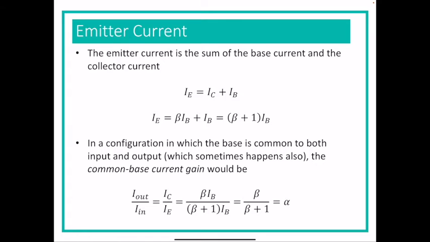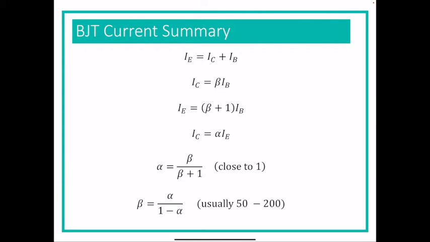And alpha you can get from beta over beta plus 1. So as you can imagine, since beta is a relatively large number, between 50 and 200, beta over beta plus 1 should be just less than 1. It is very, very close to 1. This is a summary of all the parameters for BJTs, all the parameters you should ever know. And it works the same way whether you've got a PNP or an NPN transistor.